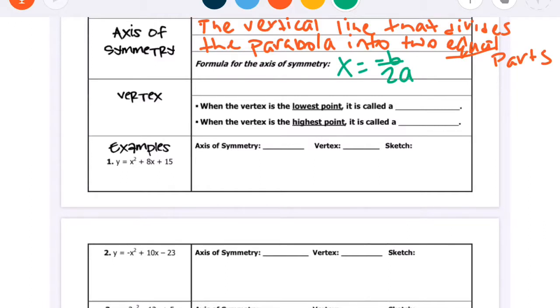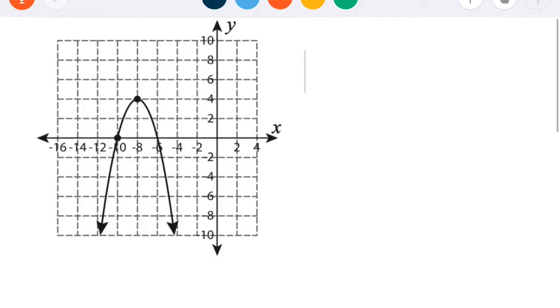Now we're going to get to solving these by hand and using this little formula in a minute. But first I want to just look at it on a graph. So here I have an example of a graph. The axis of symmetry is the vertical line that divides the parabola into two equal parts. So one thing to know about the axis of symmetry is it's always going to go through the vertex.